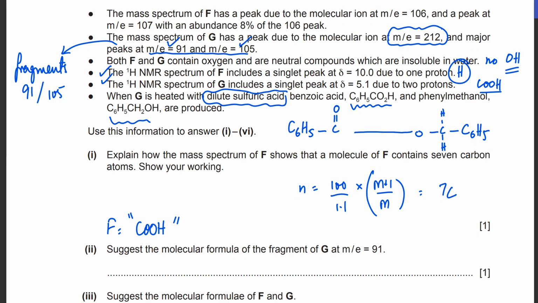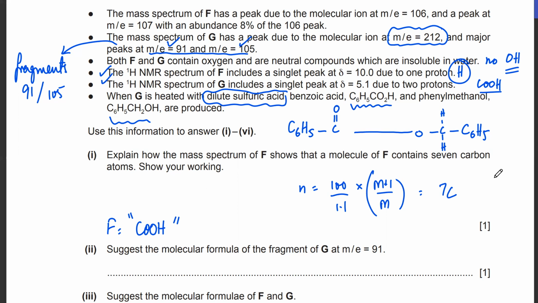When you use dilute acid, G gets hydrolyzed. Is this clear? This last part: when G is heated with dilute sulfuric acid, you got benzoic acid, an alcohol, and a carboxylic acid. So it has to be an ester. Is this clear? Rupa, is this clear as well?